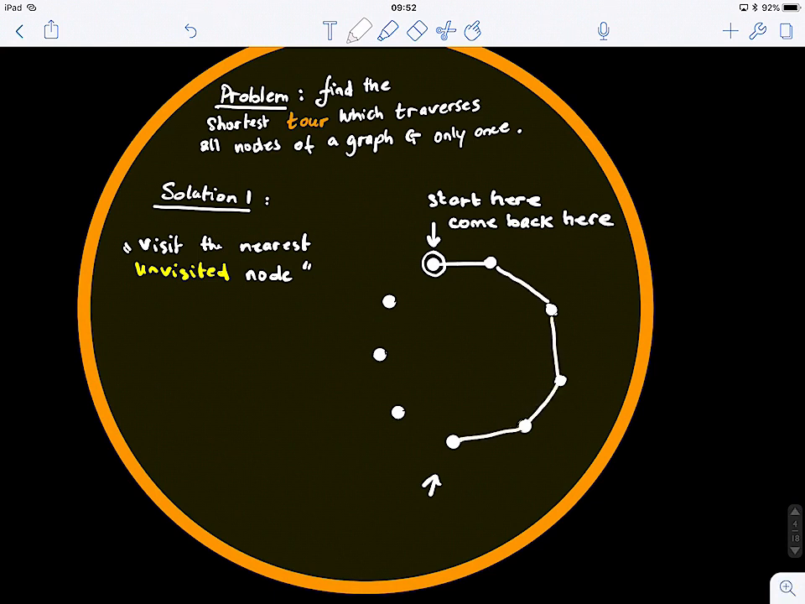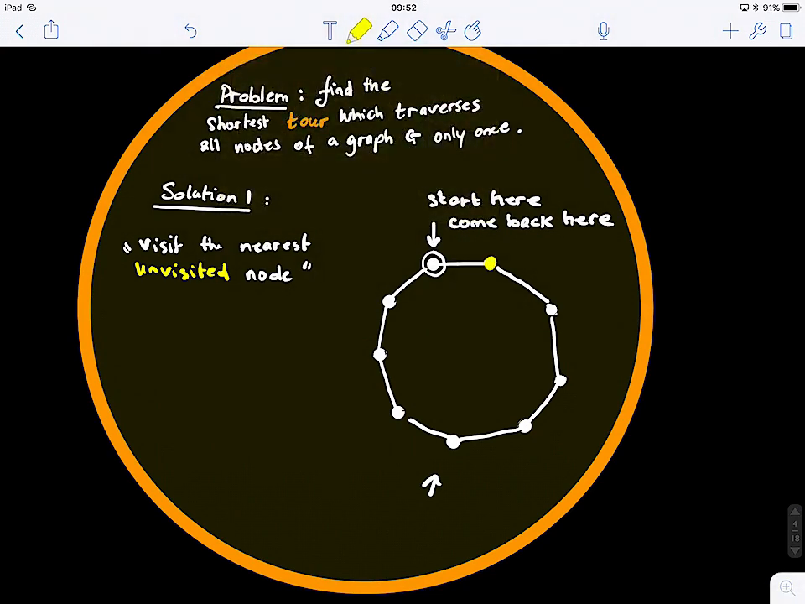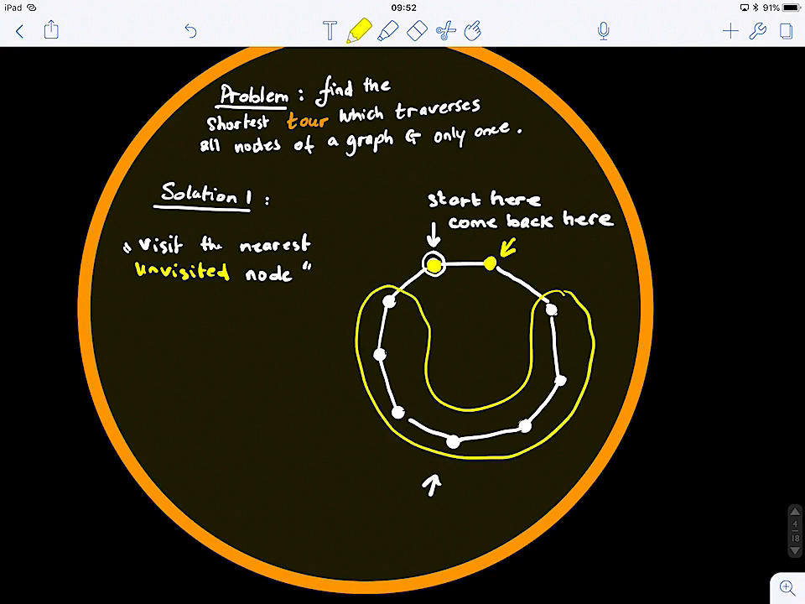So in this case, for this graph that is quite circular, I can easily find my shortest distance while visiting the nearest unvisited node, which means once I have visited a node, I have marked it as visited. I cannot revisit it again, so I need to look for the nearest node amongst those that are left out. Okay, great. So this solution works for this graph.